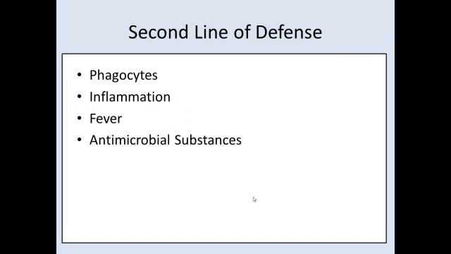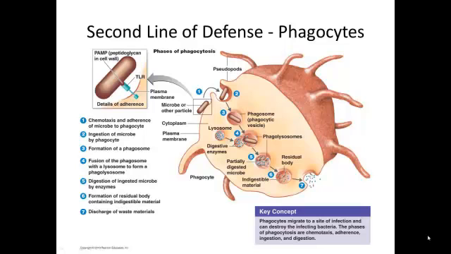In this topic, we're going to be discussing phagocytes, inflammation, fever, and antimicrobial substances. Now let's talk about phagocytes and phagocytosis. I'm not going to have you memorize specifically the phases of phagocytosis, but I want you to understand the process and how it acts in innate immunity.